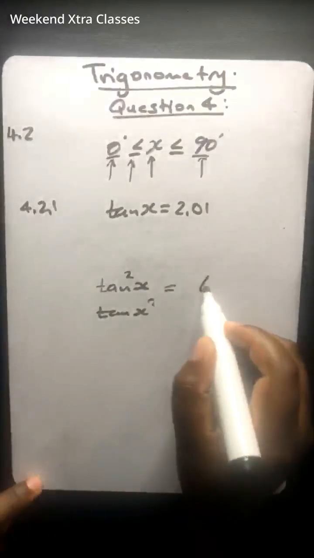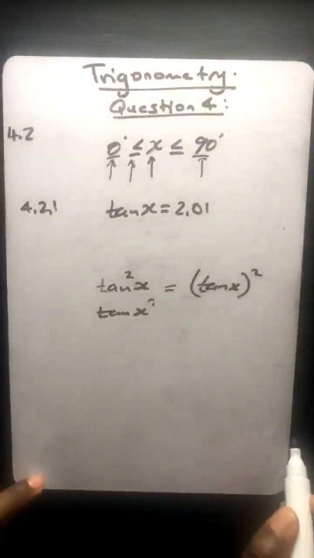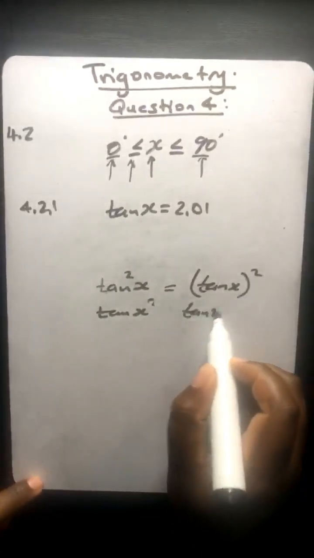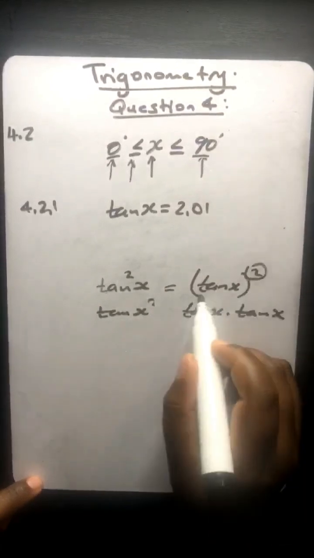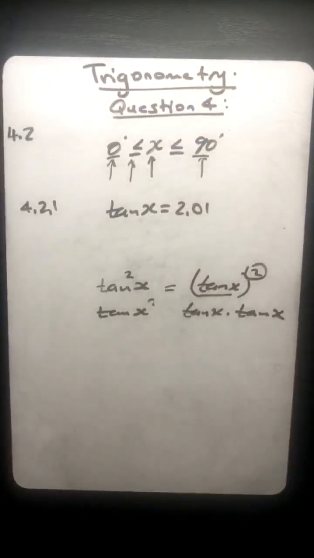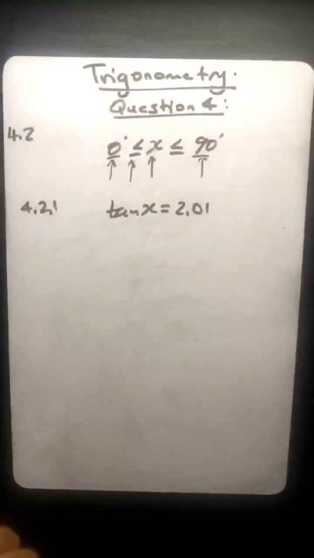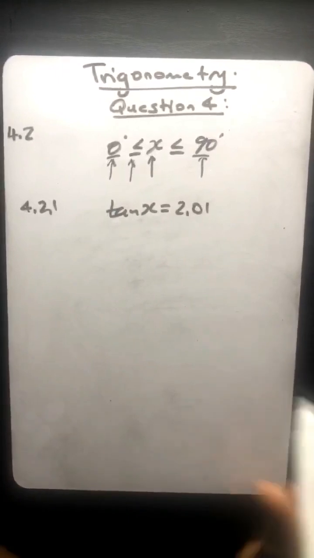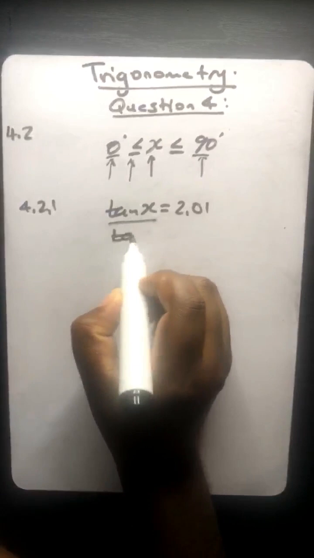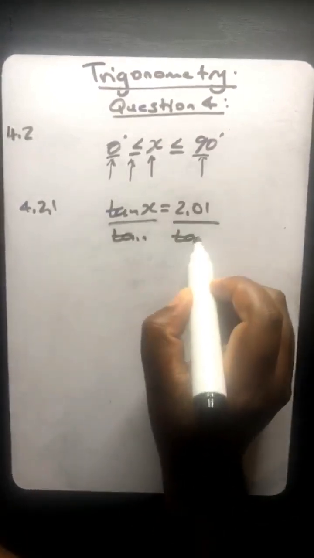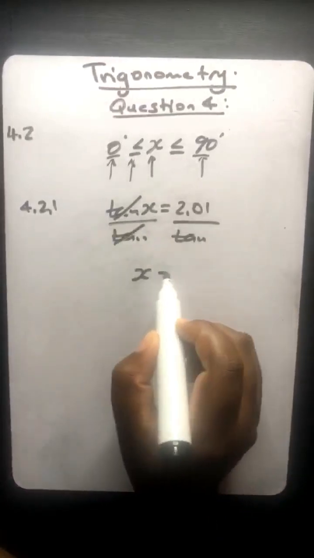It simply means tan x squared, or otherwise it means tan x multiplying tan x, because 2 means 2 of the same thing multiplying each other. So I'm pretty sure that you will understand when I say, for you to remove that tan, you divide both sides by tan, so that you remove that tan and you remain with x.